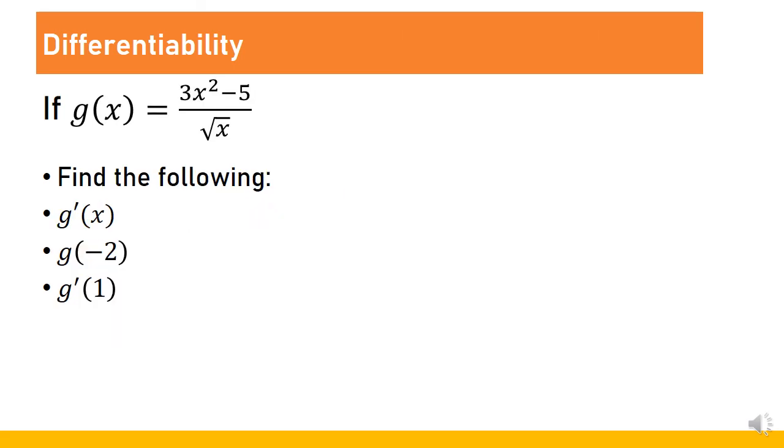Now for the next number, we are given this fraction. So we will use the chain rule. But before that, notice that we can write this as 3x squared minus 5 times all over x to the 1/2. Actually, we can also write it as times x to the negative 1/2. Okay? So derivative of this is 6x. Derivative of this is 1 over 2 square root of x.